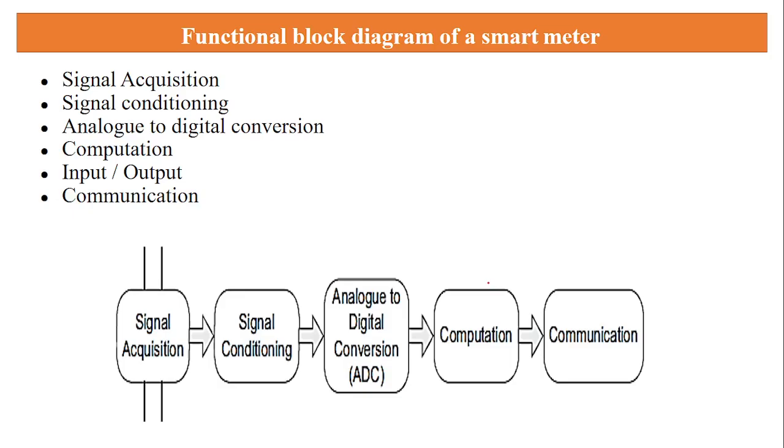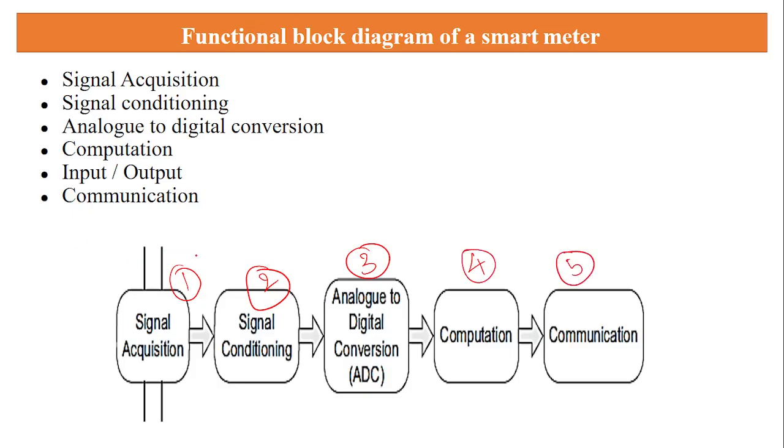So what is the block diagram of a smart meter? The smart meter which is going to be installed in our home has different blocks. First one is signal acquisition. Second one is signal conditioning. Third one is analog to digital conversion. Fourth one is computation. Fifth one is communication.